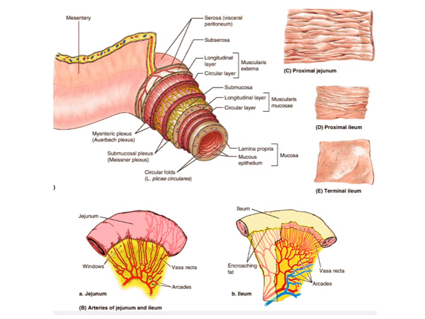As you can see here, this is a comparison of the proximal jejunum, ileum and terminal ileum, and these are the arterial arcades, the windows. They are few in the jejunum and many in the ileum. The arteries arising from the arcades are called vasa recta. So we have long vasa recta in the jejunum and short vasa recta in the ileum. It is very clear; you can see here a lot of arterial arcades and short vasa recta in the ileum.